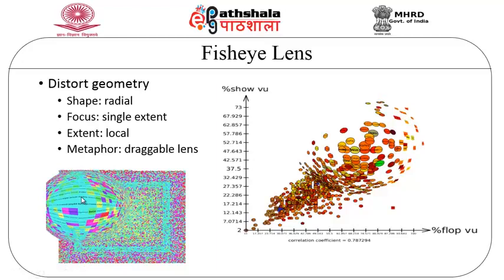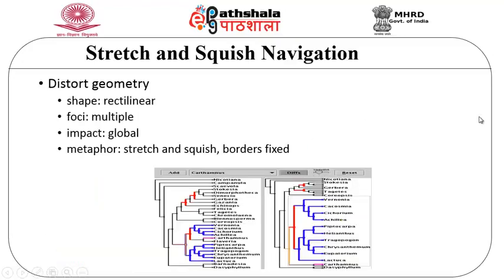In the case of distortion geometry, the shape gets distorted, where you have the radial display of the shape here in this case. The focus is going to be a single focus. The extent is going to be a local extent, and the metaphor is going to be a draggable lens, wherein the lens can be dragged from one position to another. So this shows an example of a fisheye lens. The part where the lens is being placed is the focused part, and the rest of the part is an overview of the context information.